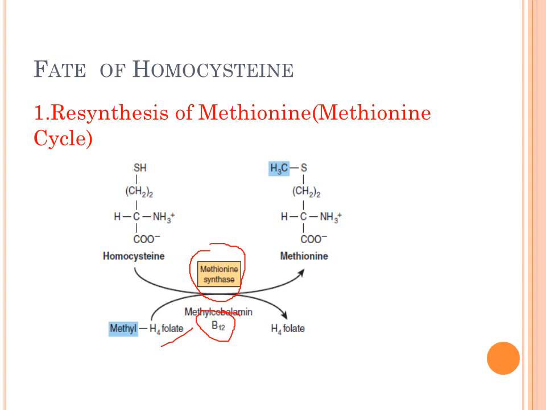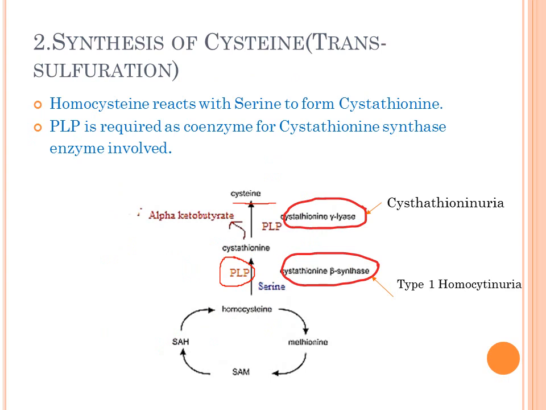Now, if we have sufficient stores of methionine and we need not synthesize it again from homocysteine, then homocysteine may have another fate. This homocysteine, with the help of serine, can be utilized for the synthesis of the other sulfur containing amino acid, that is cysteine. Here again the importance of vitamins is seen. Pyridoxal phosphate will be required as the coenzyme. So this will be a two-step process.